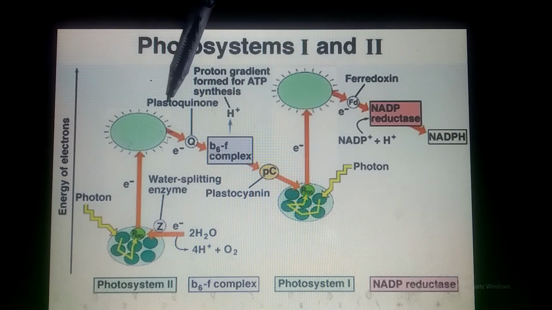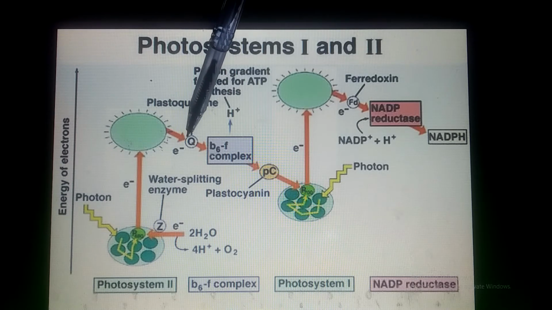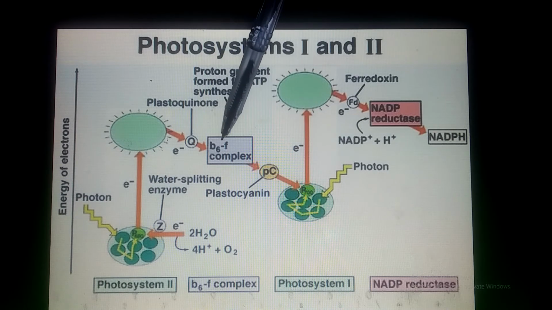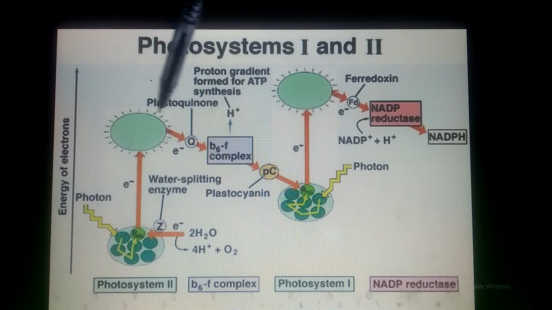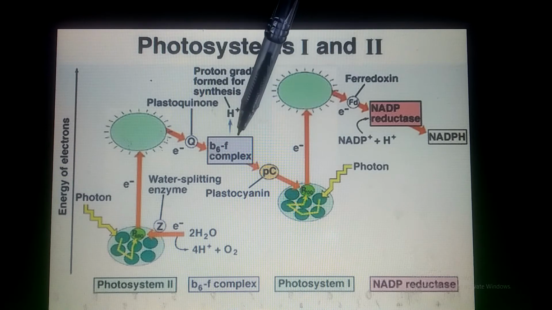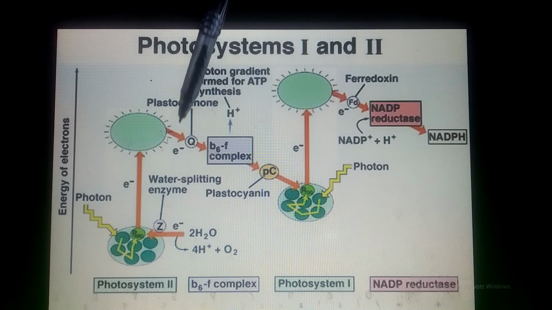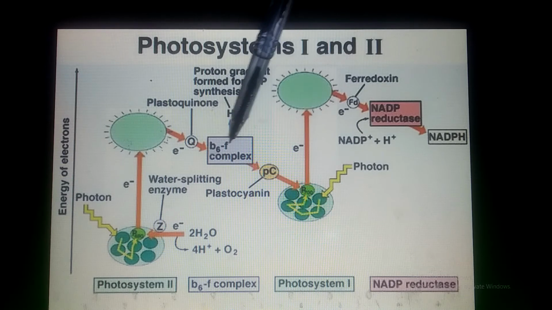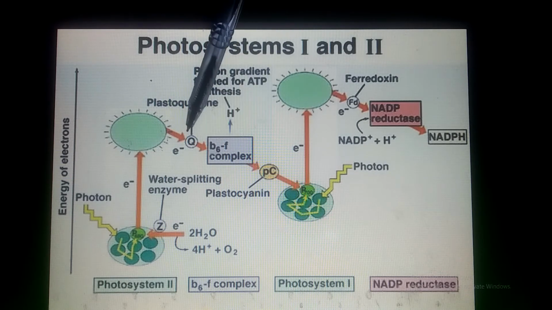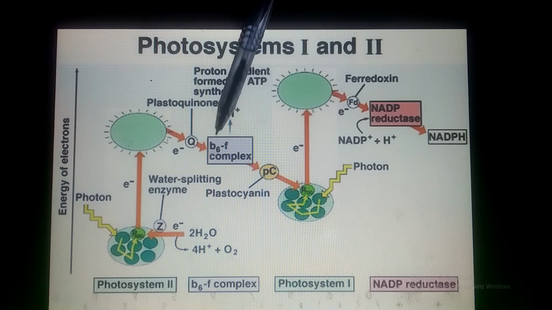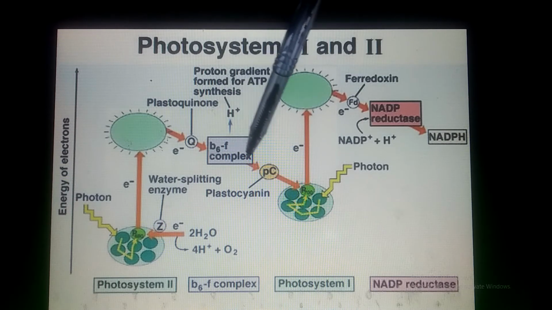Now when the electrons move from plastoquinone to cytochrome, this is the oxidation reduction reaction, meaning redox reaction. Oxidation and reduction occur side by side. Now if the electrons are accepted by first plastoquinone, the plastoquinone becomes reduced, and when the plastoquinone releases these electrons towards the cytochrome, then the plastoquinone becomes oxidized and the cytochrome B and F become reduced.